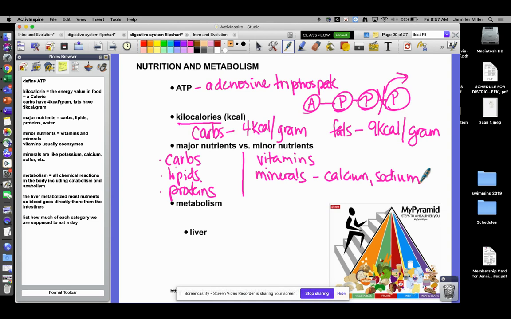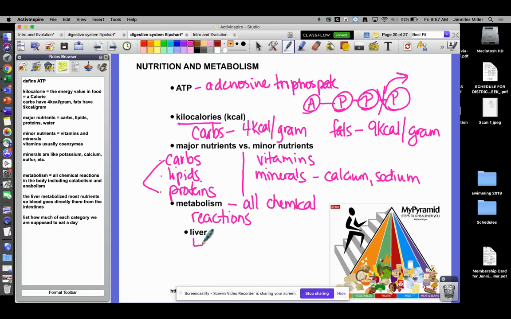So what is metabolism? When we talk about metabolism, you usually hear someone saying, "I have a high metabolism. That means I can eat whatever I want and I never get fat." If you have a low metabolism, you tend to gain weight. So metabolism is basically all chemical reactions that occur, including breaking things down and building things in the body. It's both. Through digestion, we break these things down into their components, but then we use those components to build other things in the body. That is all part of metabolism.